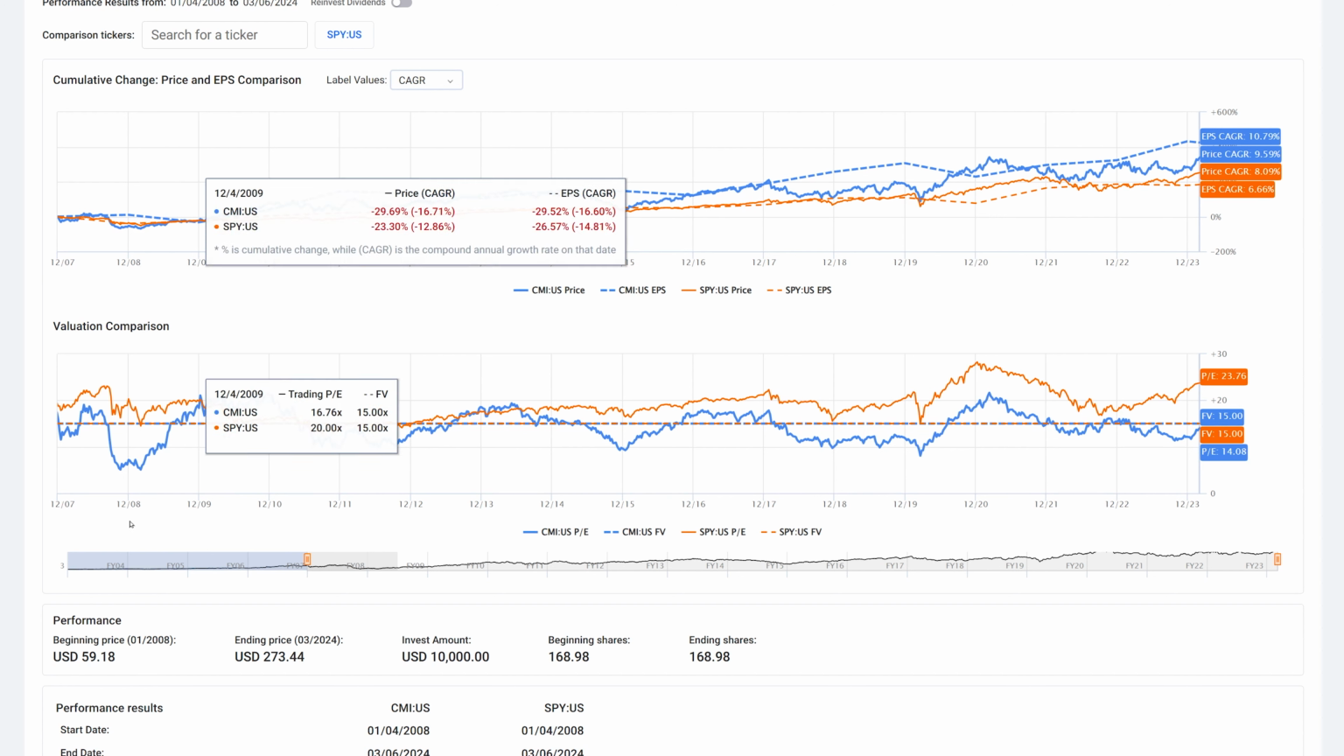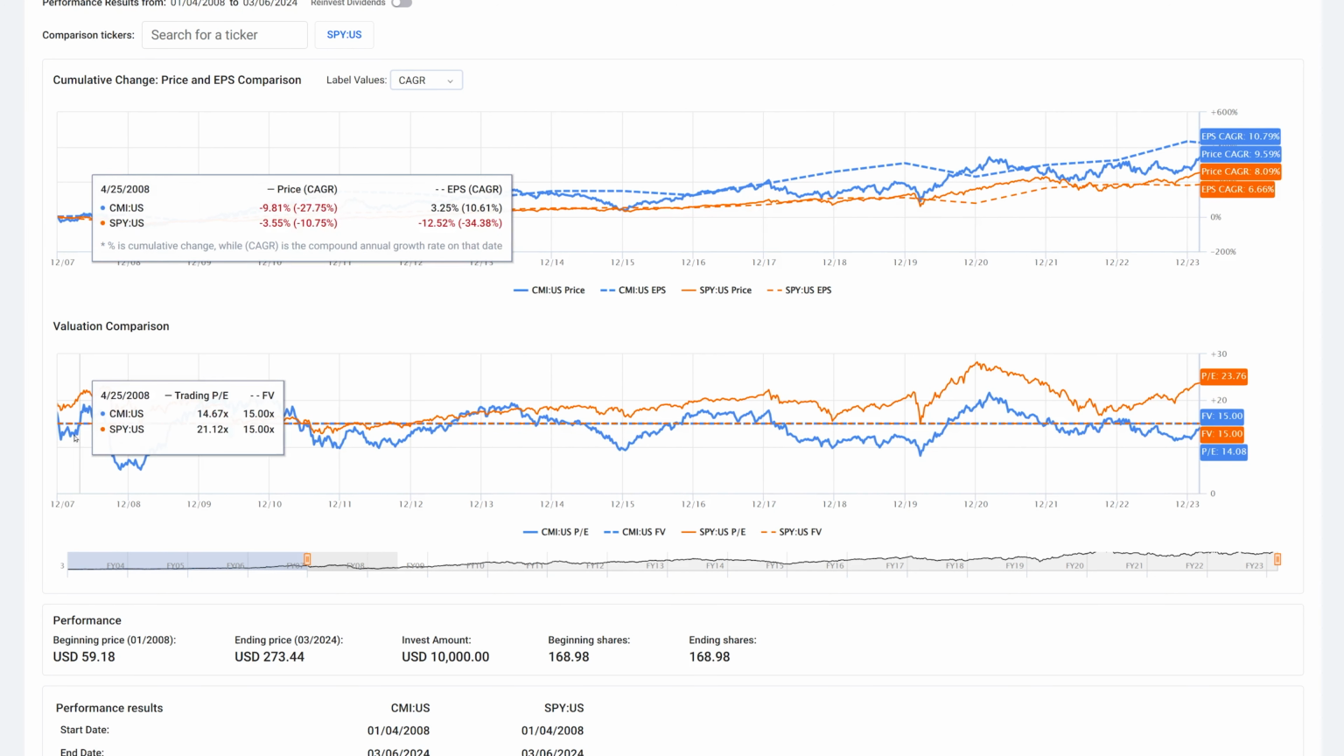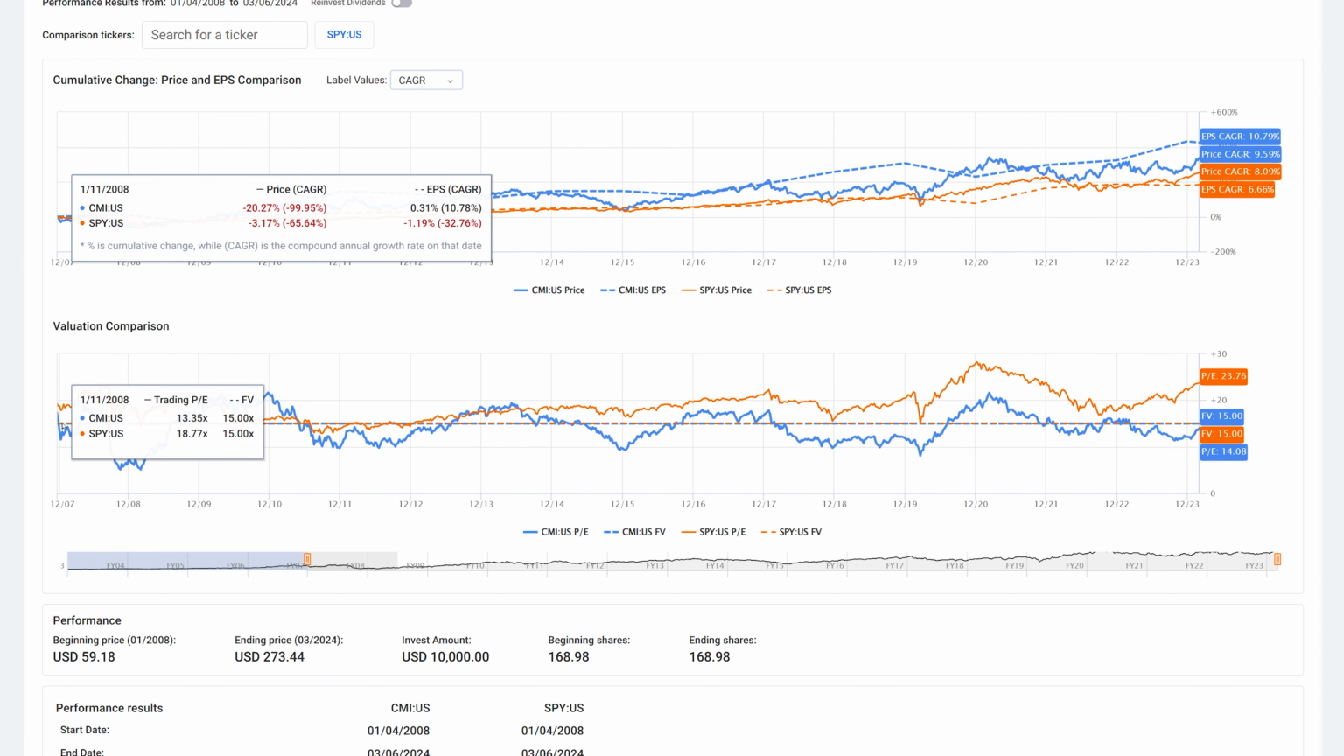All right, this is showing, by pointing to any time frame here, you get very important data. For example, if I'm going here to the beginning, we're seeing that Cummins was trading at a PE of 16.8, and the market was trading at a 19.15 PE. The fair value for both of them would have been estimated to be a 15 multiple. So Cummins was less overvalued than the S&P 500, which was more overvalued.